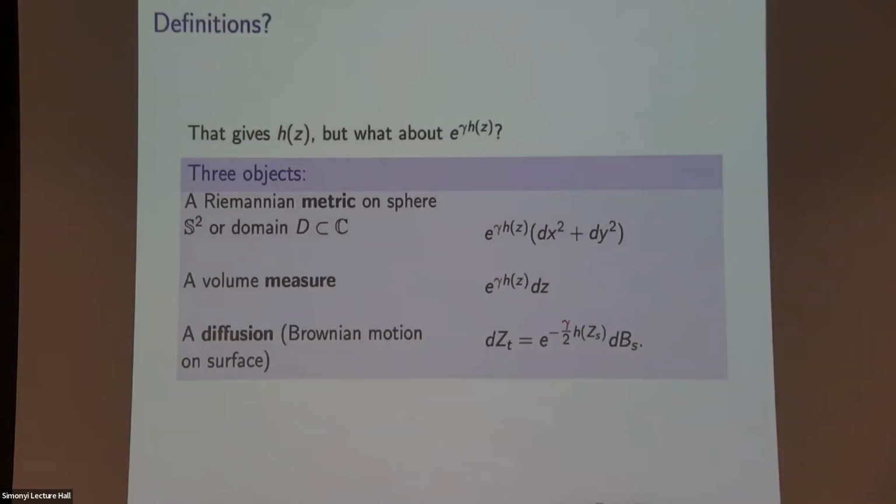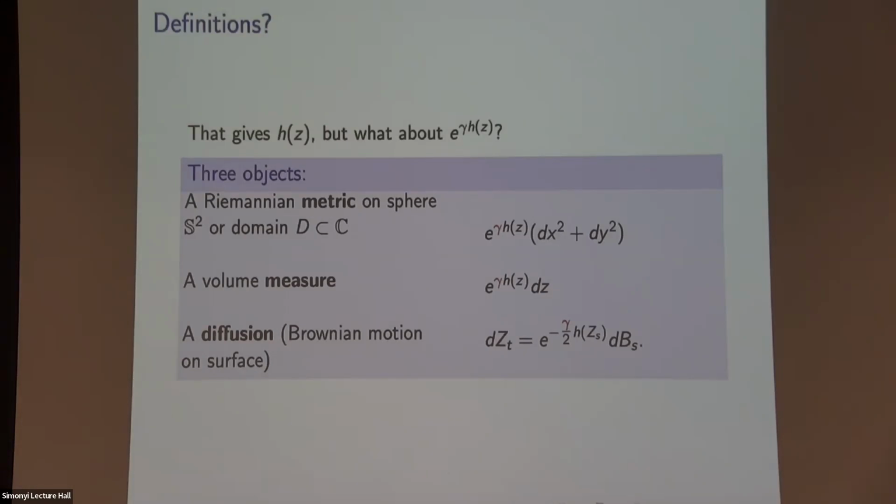Remember, what we want is not the Gaussian free field, but the exponential of gamma times the Gaussian free field. There are three related things you might want to talk about. Maybe the most natural would be the metric on the sphere or on the domain D, which is roughly this. Related to that is a volume measure. Again, you could take a region of area epsilon on the sphere and ask what it really represents on the surface, and that's something like rho of z squared times epsilon.